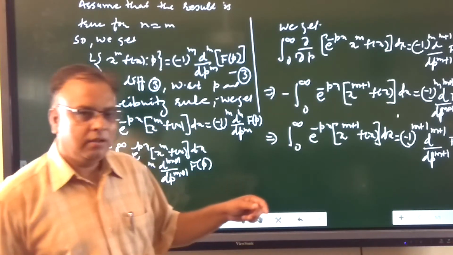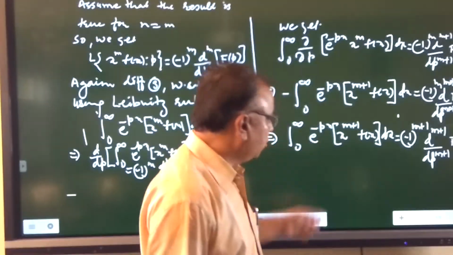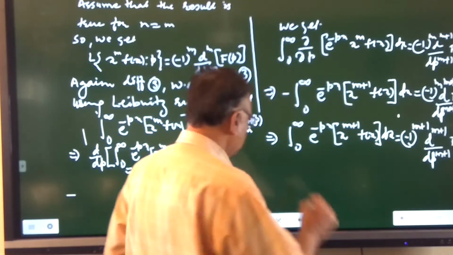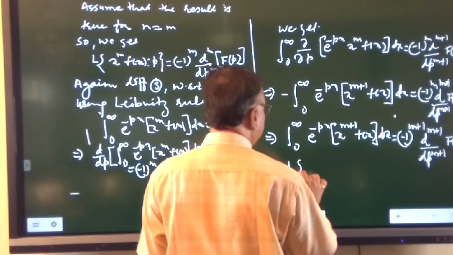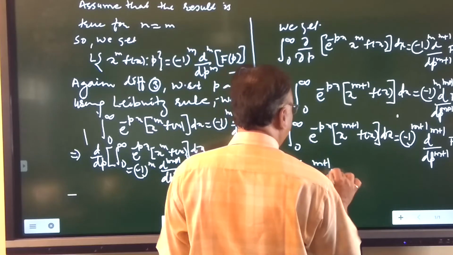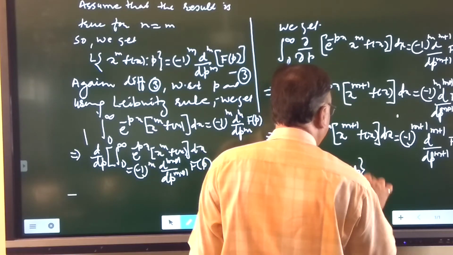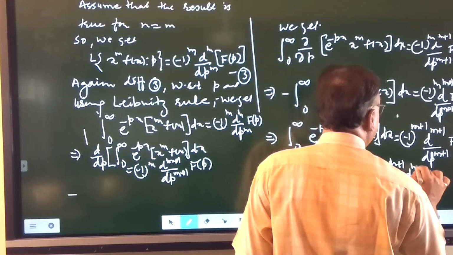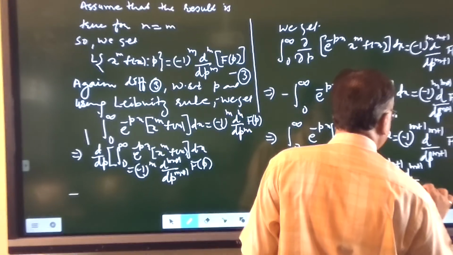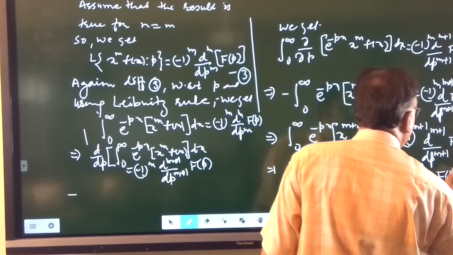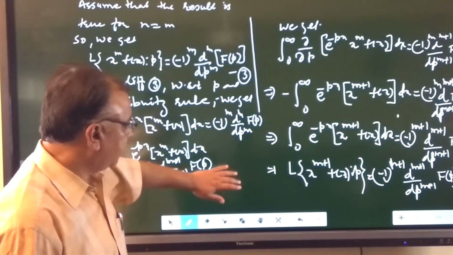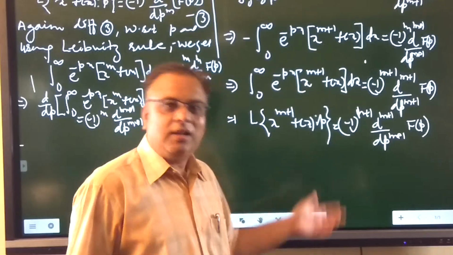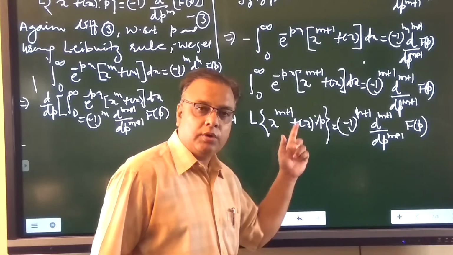The left hand side is the integral, which shows that this is the Laplace transform of a function x raised to m plus 1 f(x). So we write it as the Laplace transformation of x raised to m plus 1 f(x) with respect to p, and this is equal to (-1) raised to m plus 1, d^(m+1) upon dp^(m+1) of F(p). This shows that the result is true for n is equal to m plus 1.